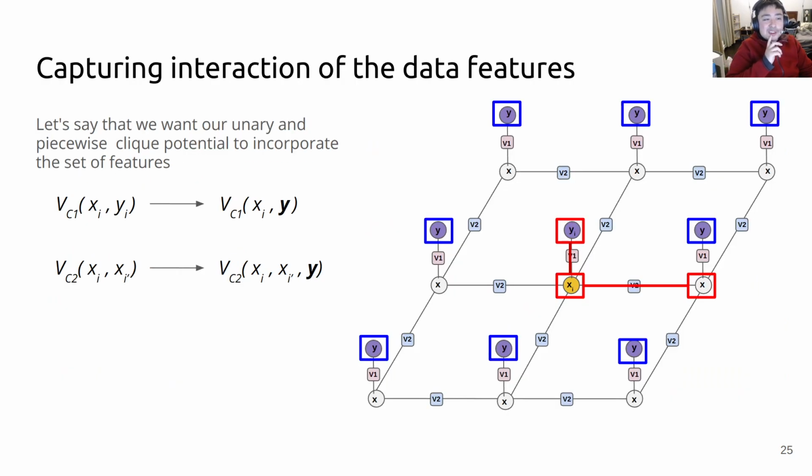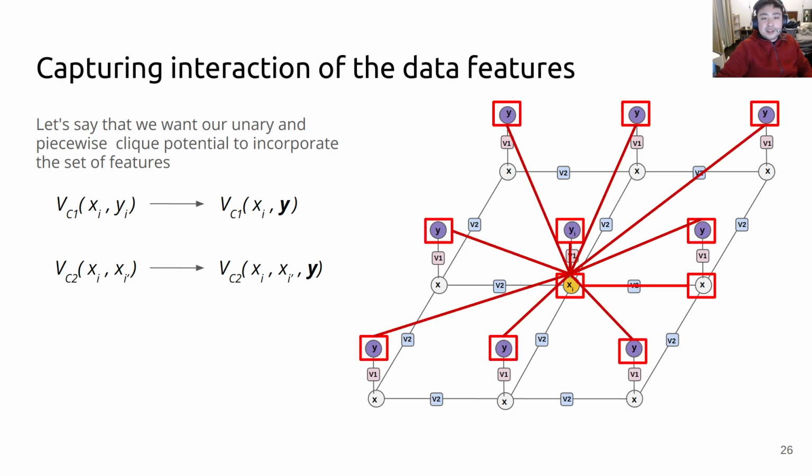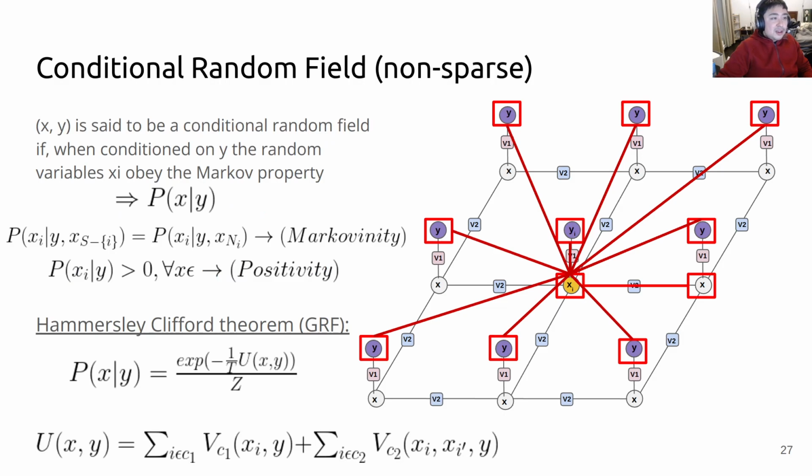So let's say we want our unary and pairwise clique potentials to incorporate the set of features. So let's say we want our unary clique potentials to be dependent on the entire data set and the label of the site, and we want our pairwise to also be dependent on the data set as well as the labels at the site and its neighbor. So what would that look like? That would look like this. So we would want the entire data to give some sort of information to our inference problem. So we basically defined a conditional random field when we do that.